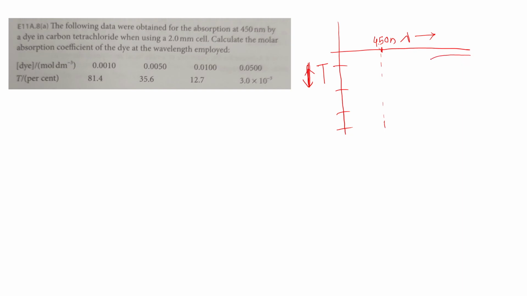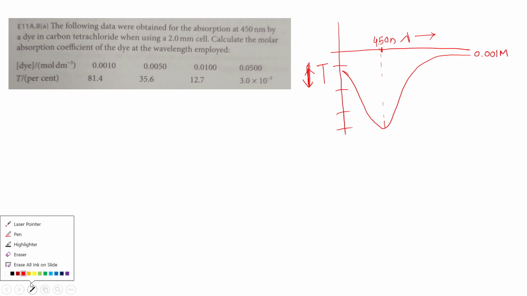So for the first case, the transmittance is very high, something like this. Suppose this is the maxima. It might not be the maxima, but suppose the way I am drawing, it is the maxima at 450, and it is given that for the first one, 0.001 molar, it is like this. Now I'll choose a different color. Yellow is actually a bad color. Let me choose another.